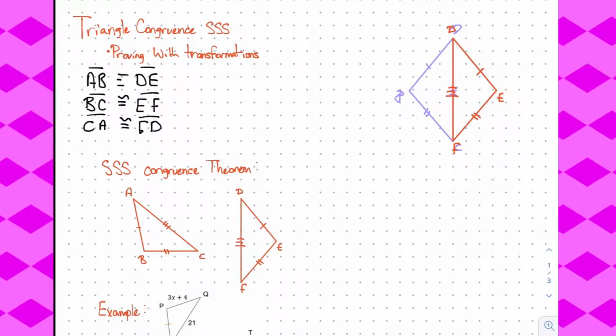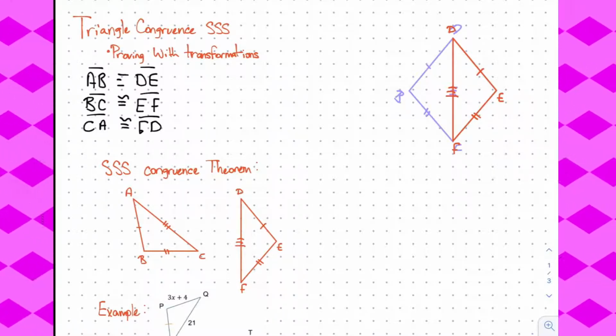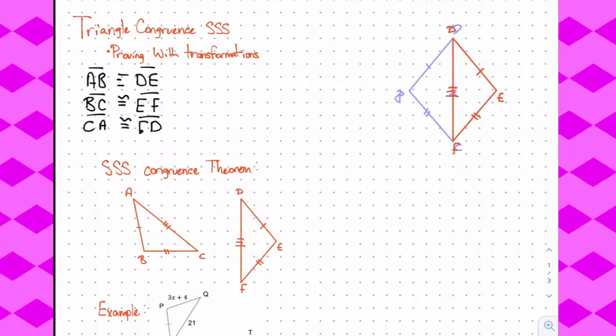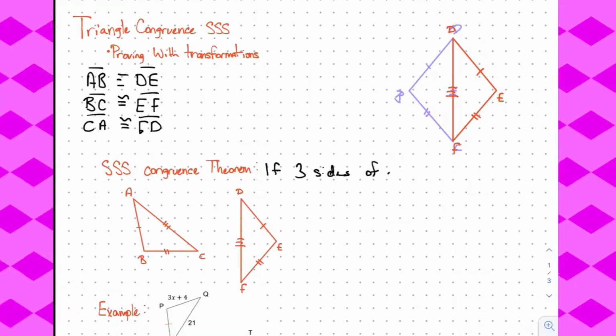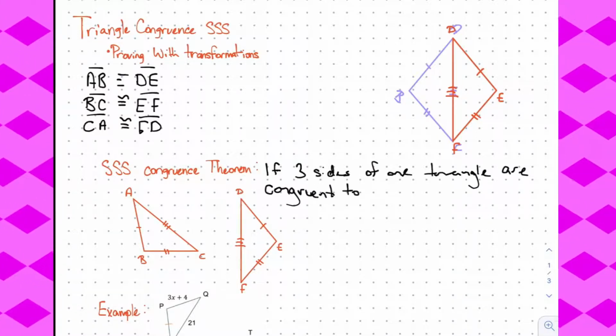All right, and now the triangles look like reflections. They look like mirrors of each other. So I'm going to reflect over line DF. That way point B coincides with point E. So what we've just shown is that if 3 sides are all we know is congruent about a triangle, then they are going to be the same. This is our side-side-side congruence theorem.